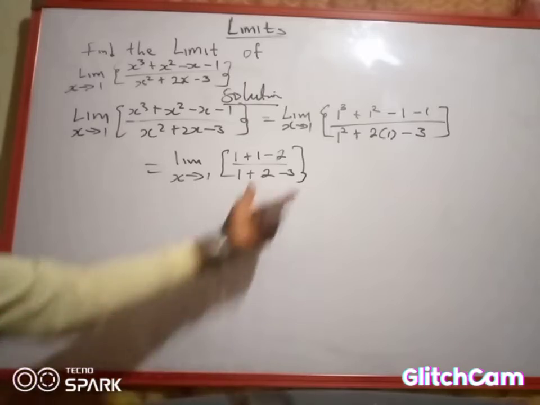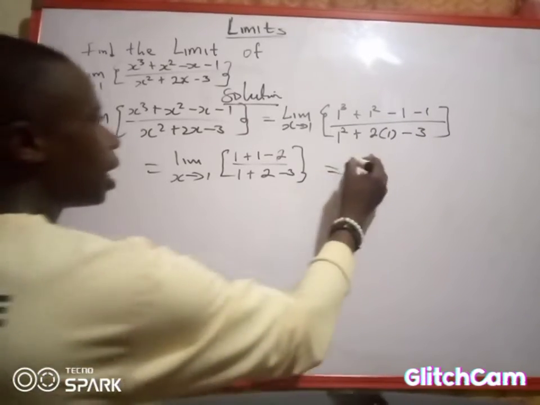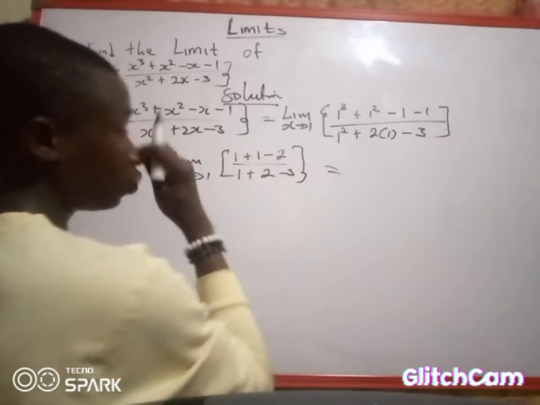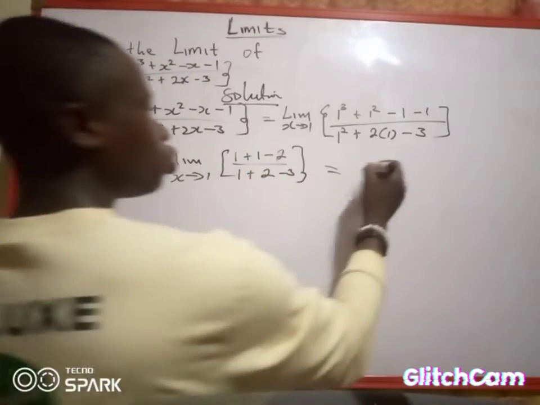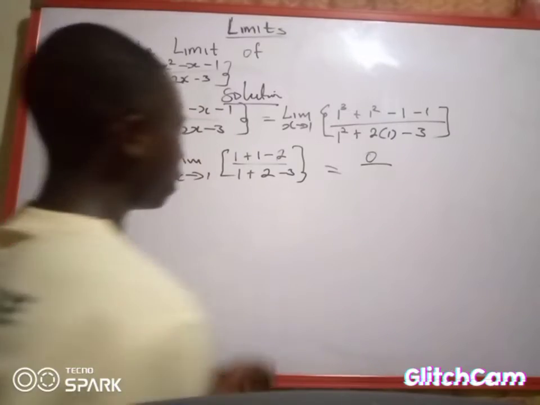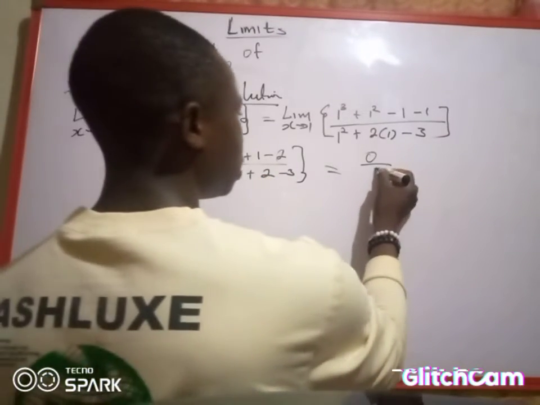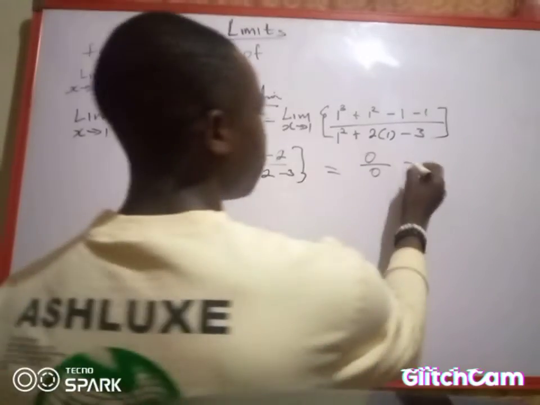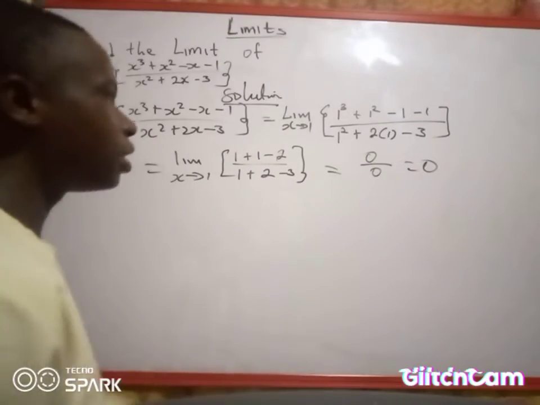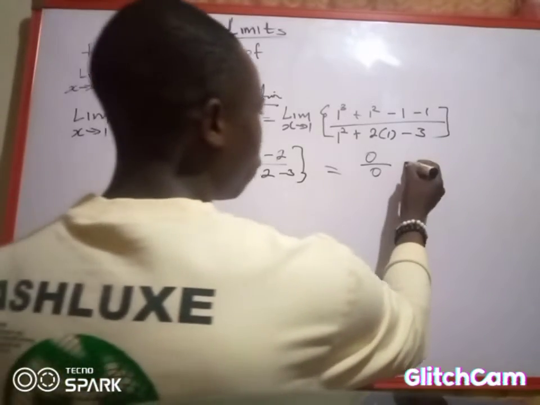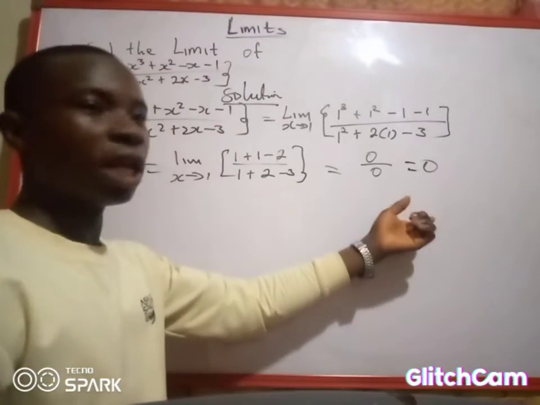So from here, I can still reduce this. 1 plus 1 is equal to 2, then 2 minus 2 is 0, all over 1 plus 2 is 3, 3 minus 3 is still 0. So we have 0 over 0. In limits, this is indeterminate. When a limit gives 0 over 0, with no solution, it is called indeterminate.